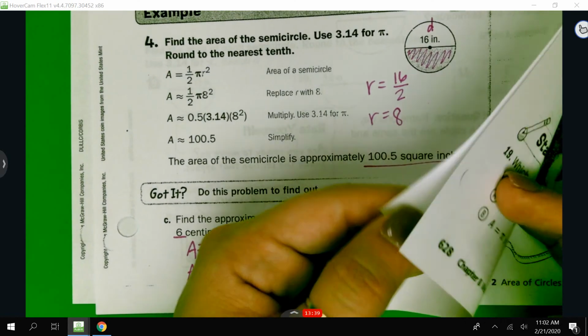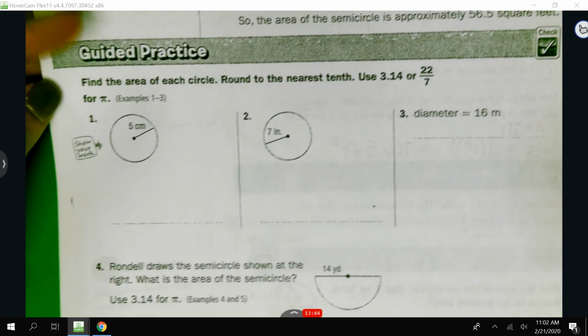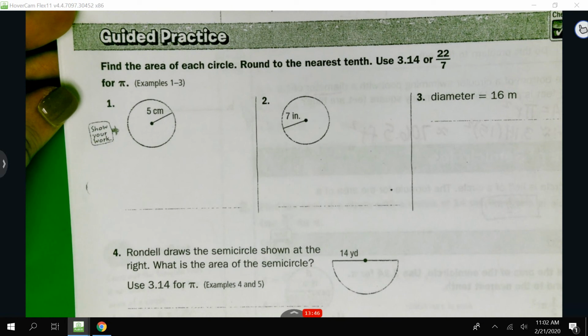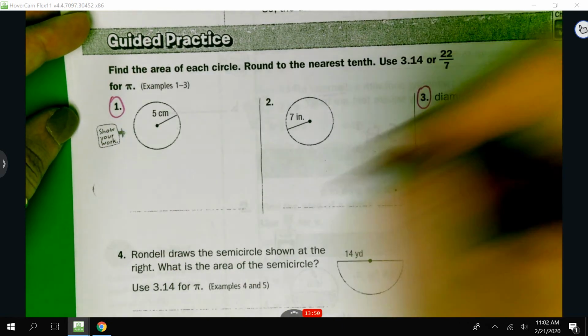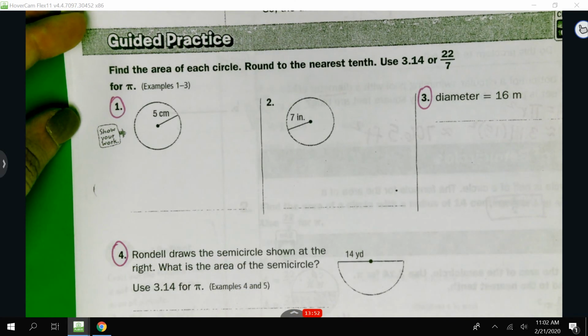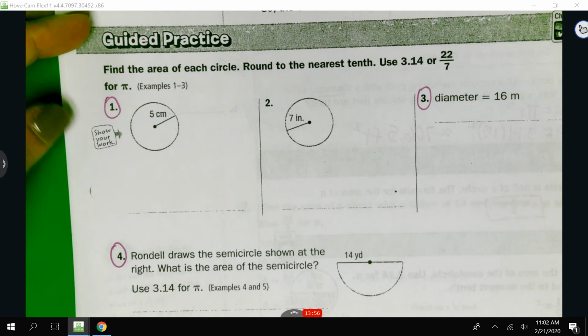I want y'all to do number 1, 3, and 4 on your own right now, and then we'll check them. You can do 2 if you want to, but it's basically the same as 1. So do 1, 3, and 4. On 1 and 3, you're rounding to the nearest tenth, so make sure you're doing that.